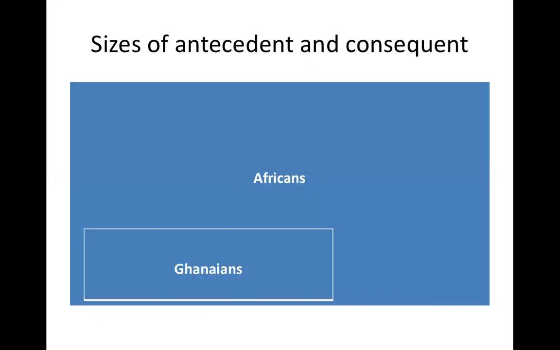Why is it so? I'll use this diagram to show why it is so. We said all Ghanaians are Africans. Peter is a Ghanaian, therefore Peter is an African. Now, if all Ghanaians are Africans, this is the box containing Ghanaians. If you say Peter is in this box, then automatically Peter is in the whole bigger box. So when you say all Ghanaians are Africans, Peter is a Ghanaian, therefore Peter is an African, the argument is correct. It's a valid argument.